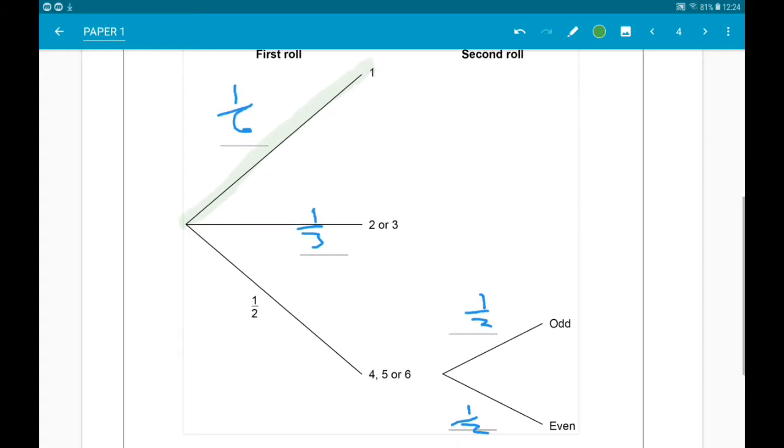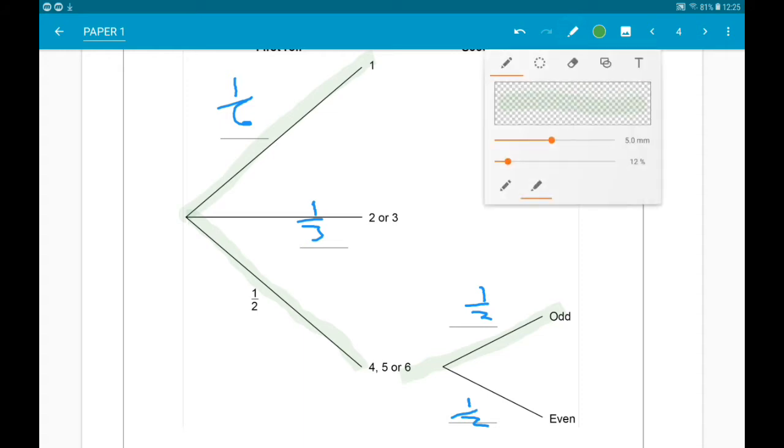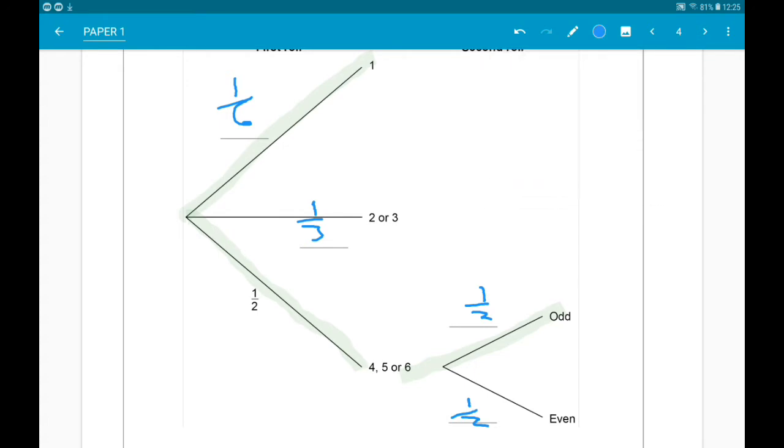Now there's another way she can win. That is by rolling a 4, 5 or 6, and then an odd number. So those are the 2 paths of the tree that we are interested in. So, we want this 1/6 first of all on its own.